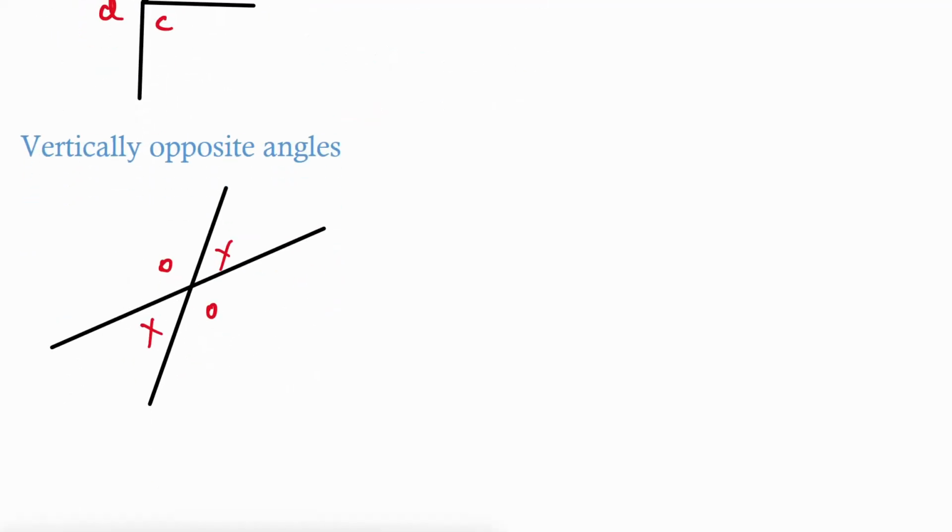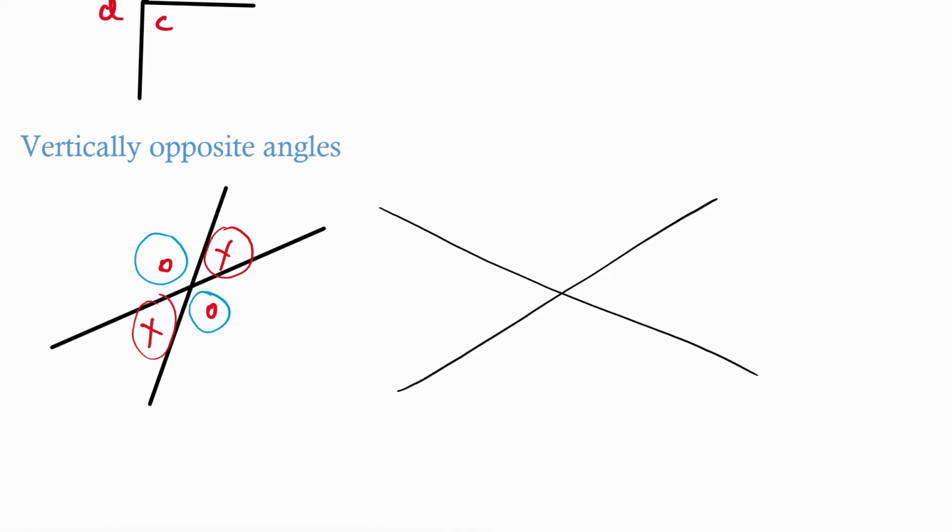And lastly, we have vertically opposite angles. So if you have 2 lines crossing like that, the opposite angles are the same. So as you can see, this x here and this x here, they would be the same. Then if you have this circle up here and this circle here, they would be the same. So if we had 2 lines like that, and this was 36, this would also be 36. Which means this needs to be 144, and this needs to be 144, because all of those together add up to 360.